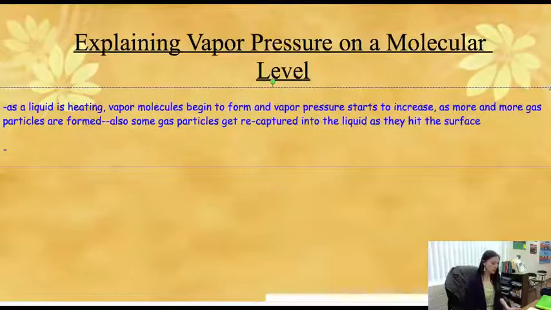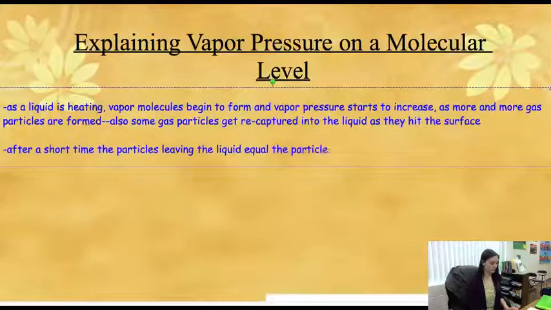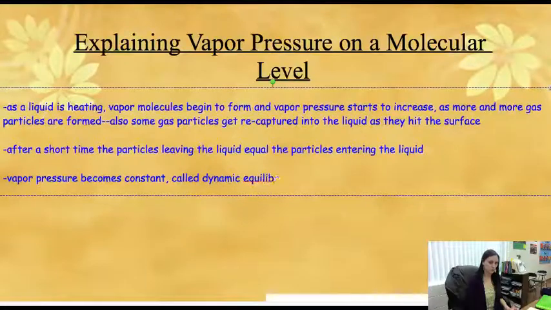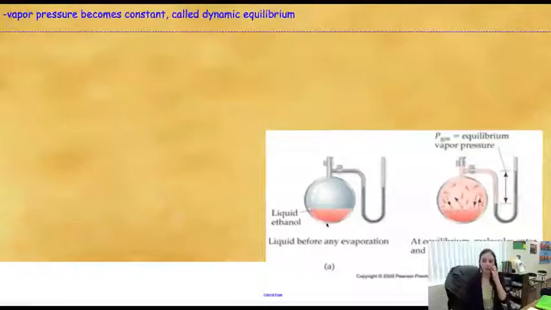Okay, after a short time, the particles that are leaving the liquid will start to equal the gas particles entering the liquid. This is when your vapor pressure, the pressure over your liquid, becomes constant, and we call that dynamic equilibrium. You see in the picture that you have this liquid ethanol, and after a while the pressure of my gas is what we call equilibrium vapor pressure, where molecules enter and leave the liquid at the same exact rate. And we'll look more into equilibrium later on.